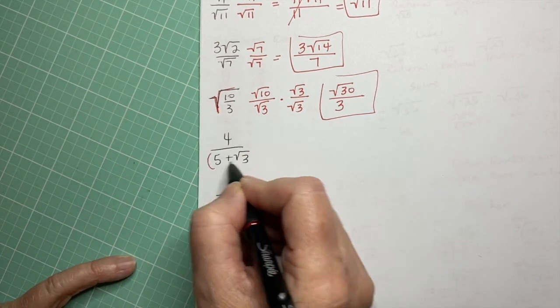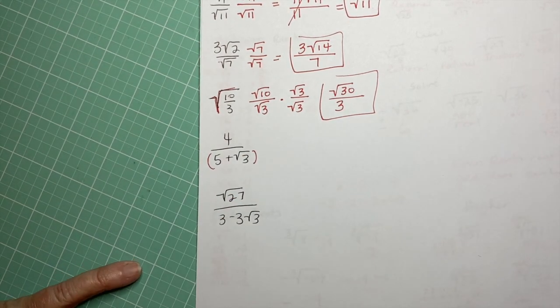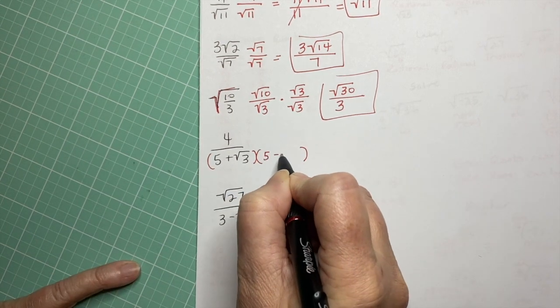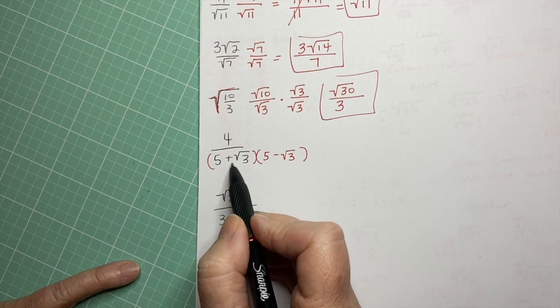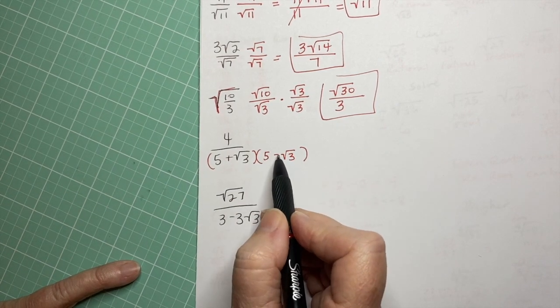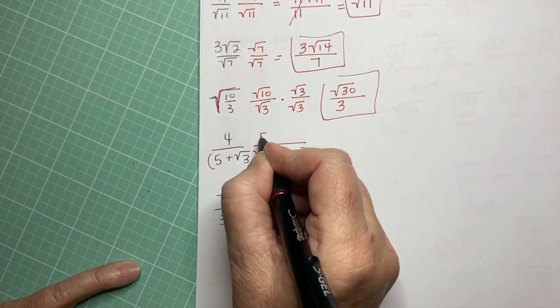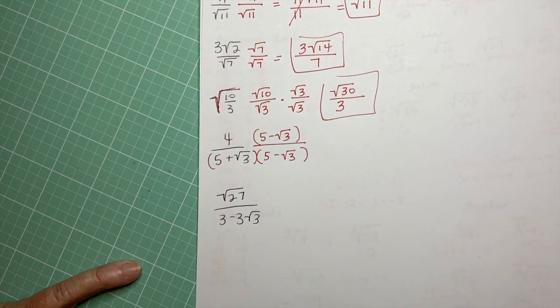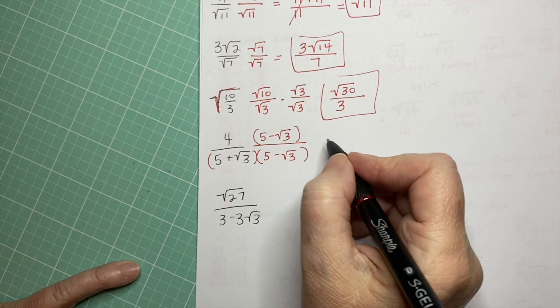So since this is 5 plus the square root of 3, think of that as being in parentheses. I want to multiply that by 5 minus the square root of 3. Whatever that sign is, you do the opposite, and then I have to do the same thing to the top. So I'm multiplying by 5 minus the square root of 3.